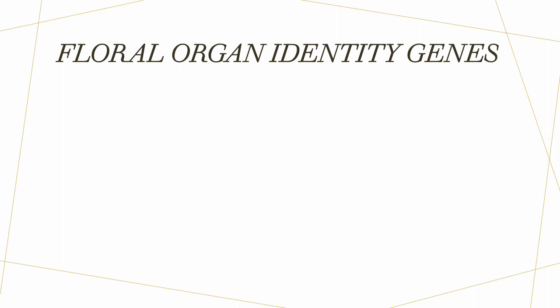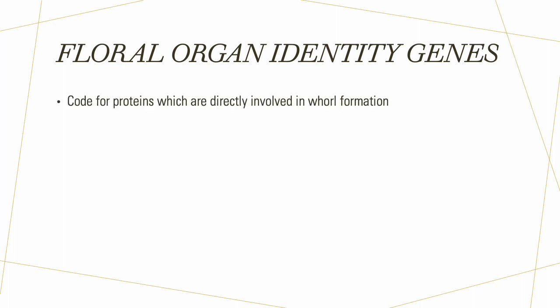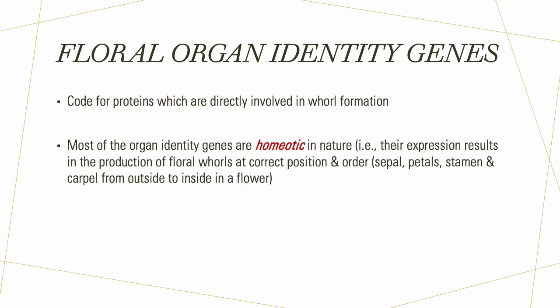Moving ahead, the next category of genes is the floral organ identity genes. Floral organ identity genes code for proteins which are directly involved in whorl formation, that is, the four whorls: the sepals, petals, then the stamen and the carpel. Please remember that most of the organ identity genes are homeotic in nature, right? That's a very important question, a very famous question for CSIR. The meaning of homeotic is that their expression results in the formation of whorls at the correct position. That means the outermost whorl will always be calyx, then inside it the corolla, then the androecium and then the gynoecium. That is the correct order and correct position.